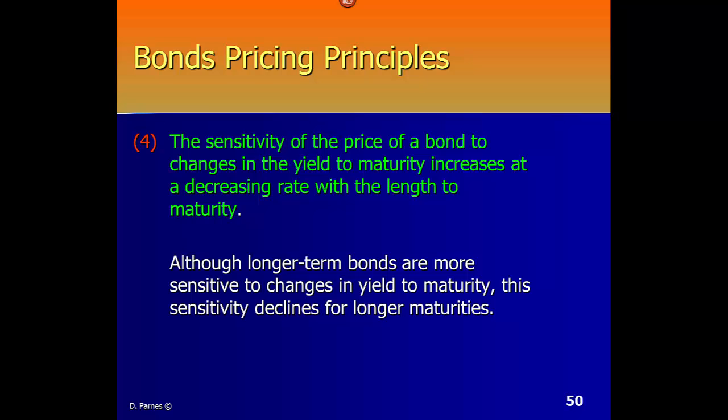The sensitivity of a price of a bond to changes in the yield to maturity, let's stop here. This is what we saw in principle number 3: how prices change in accordance with the yield to maturity. We already saw in principle number 3 that prices change according to the yield to maturity, and they are more sensitive with long-term bonds. That's fine. That's principle number 3. But principle number 4 says, okay, they are increasing, but they are increasing at a decreasing rate when the bond's length or time to maturity is getting bigger and bigger.